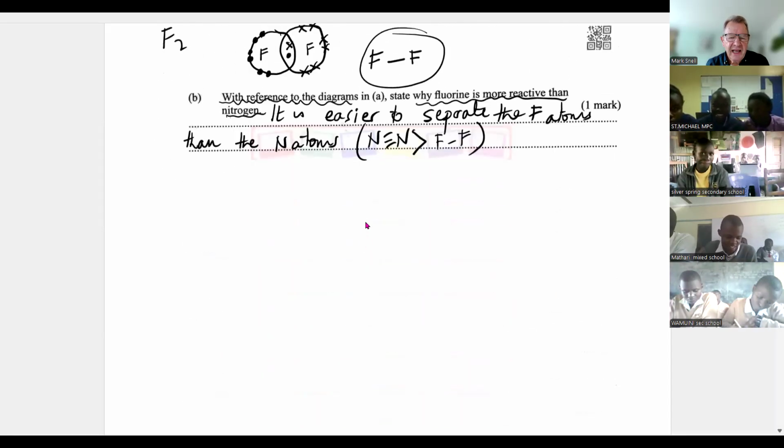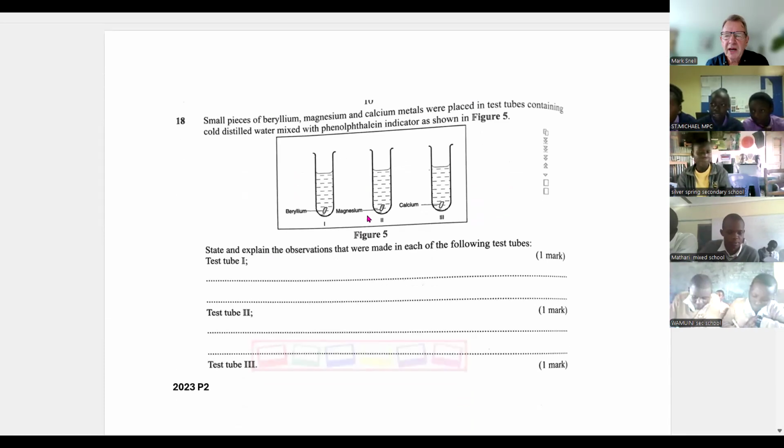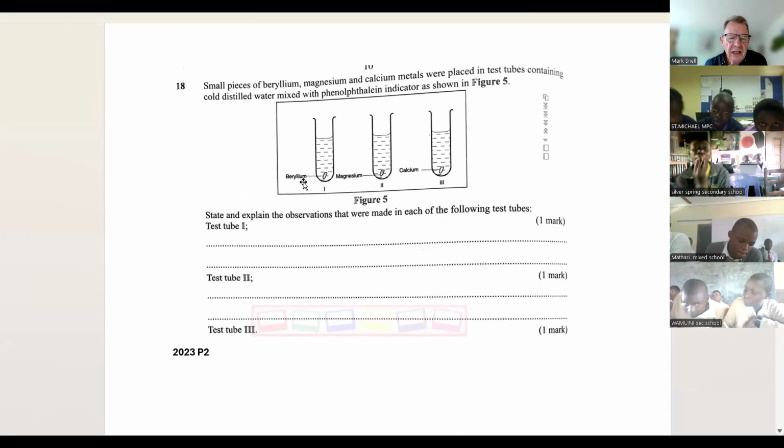Okay, here's the next question. This is about group 2. Now, part of this question is quite difficult. It's about phenolphthalein, but just look at the question first. It says we've got 3 tubes, some beryllium in one, magnesium in one, calcium in one.